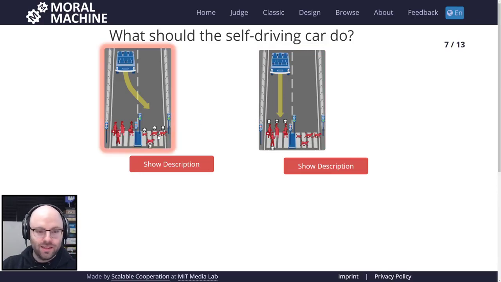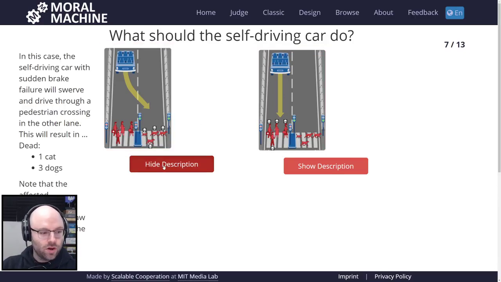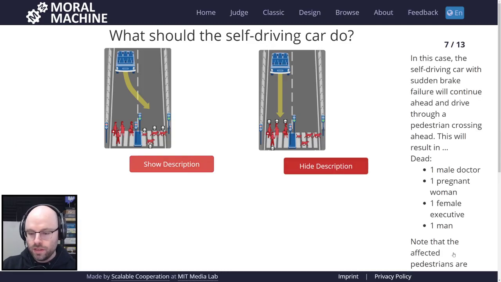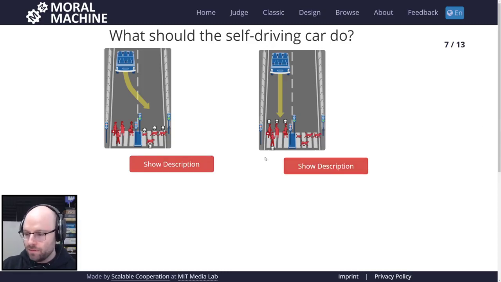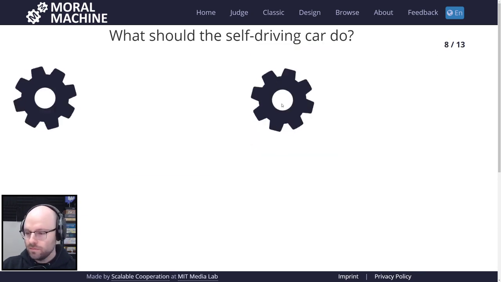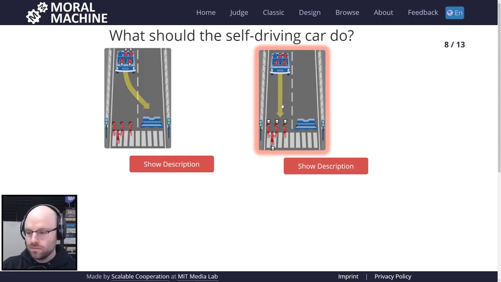You're crossing illegally. Note the affected pedestrians are abiding by the law. Note the affected pedestrians are not abiding by the law. Goodbye. The laws are what separates us from the animals.